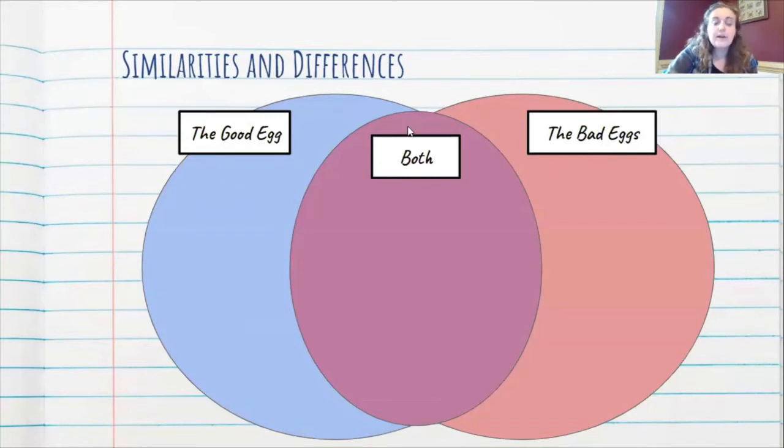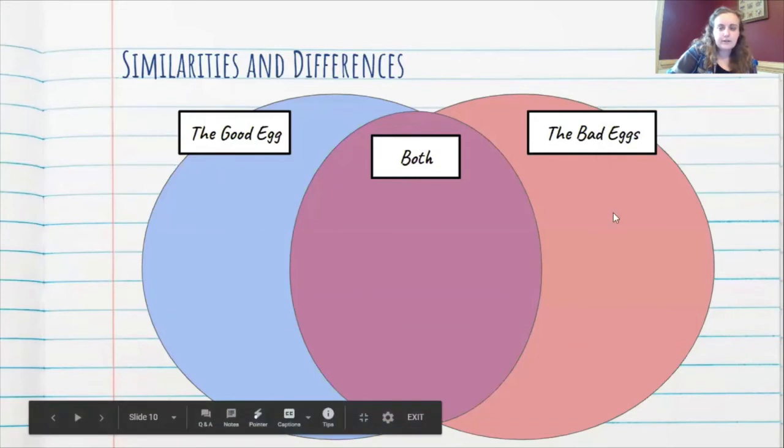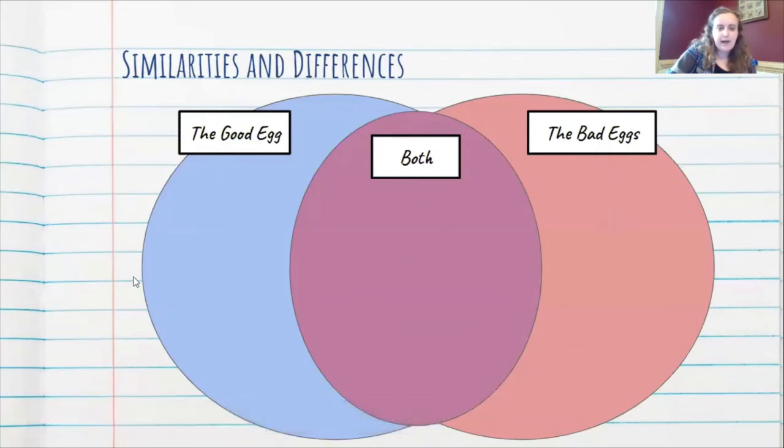So what I want you to do is pause this video and see if you can use your character traits that you listed above to fill out your Venn diagram. So pause your video and fill it out. List character traits of the good egg, character traits of the bad egg, and then both. Go ahead and pause now.